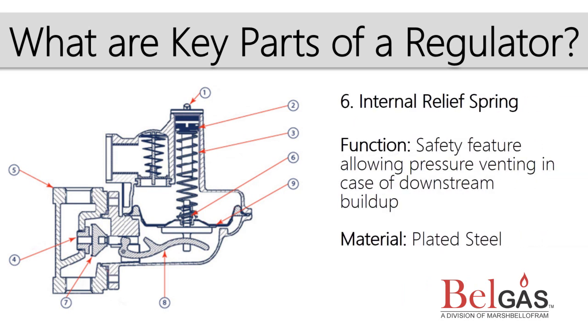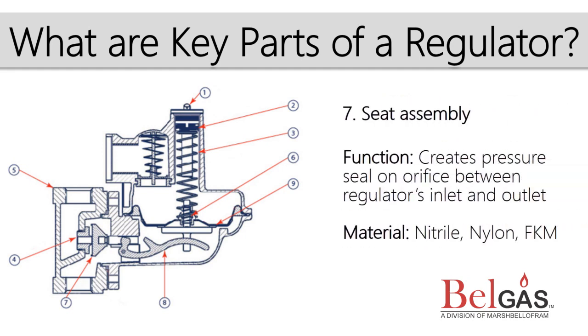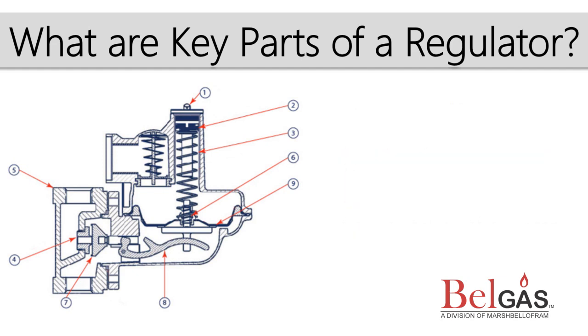The internal relief is effectively a pressure relieving regulator built within a pressure reducing regulator. It is a backup safety device in the event of a problem with the regulator's operation. The seat pairs with the orifice to close the regulator. When the seat moves away from the orifice, flow and pressure increase. When the seat moves closer to the orifice, the flow and pressure decrease until full closure or shutoff of flow, which is also referred to as lockup.